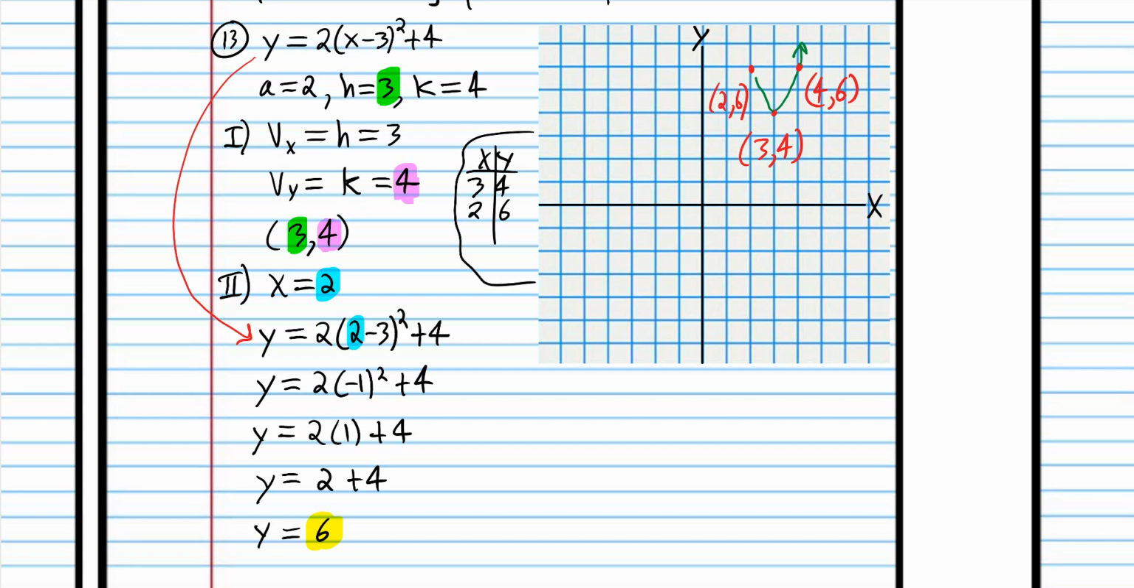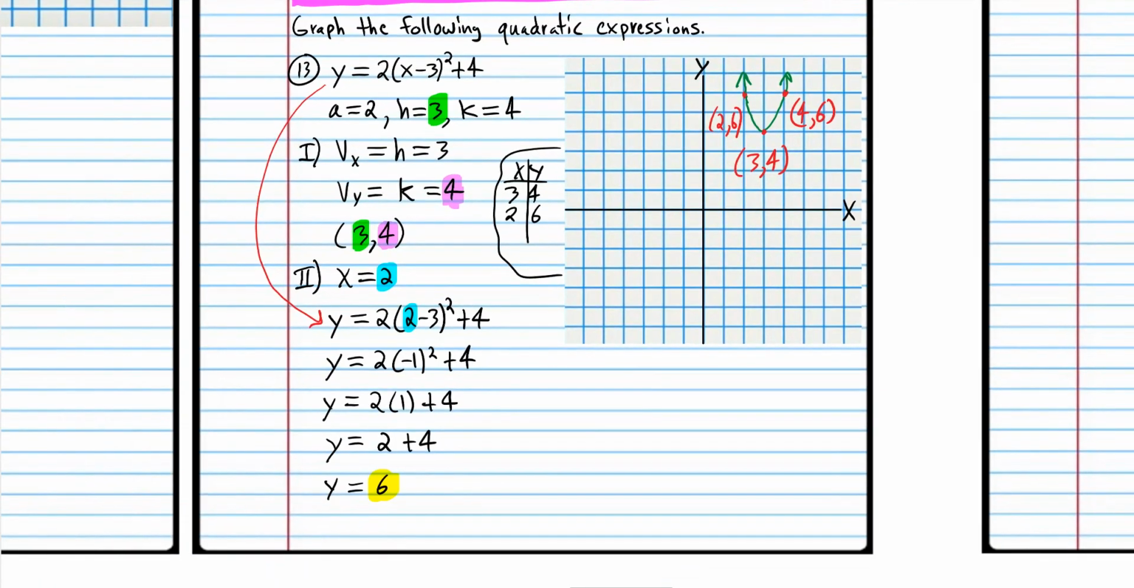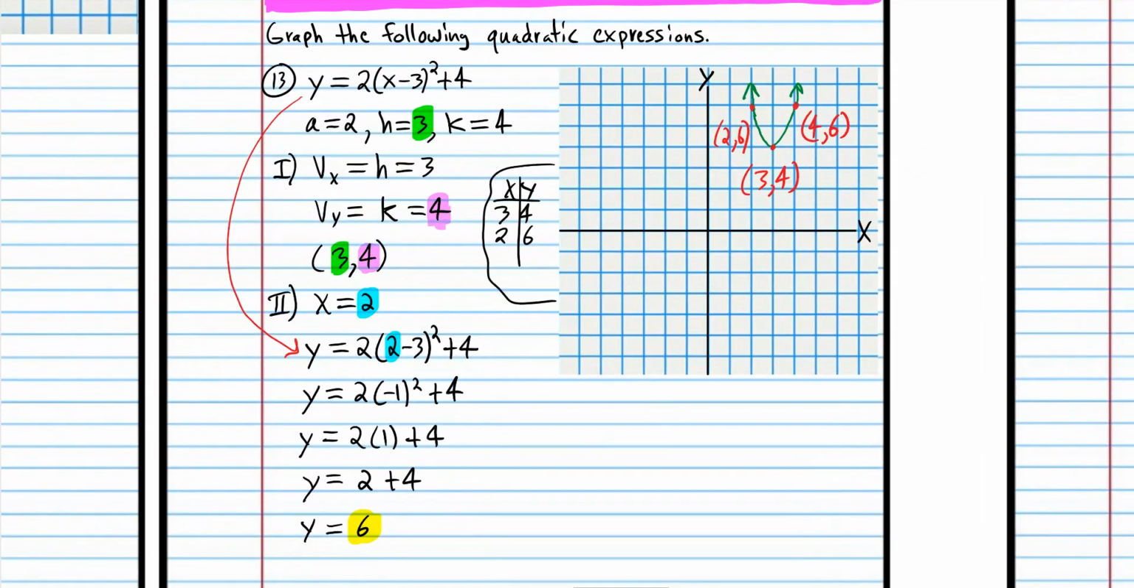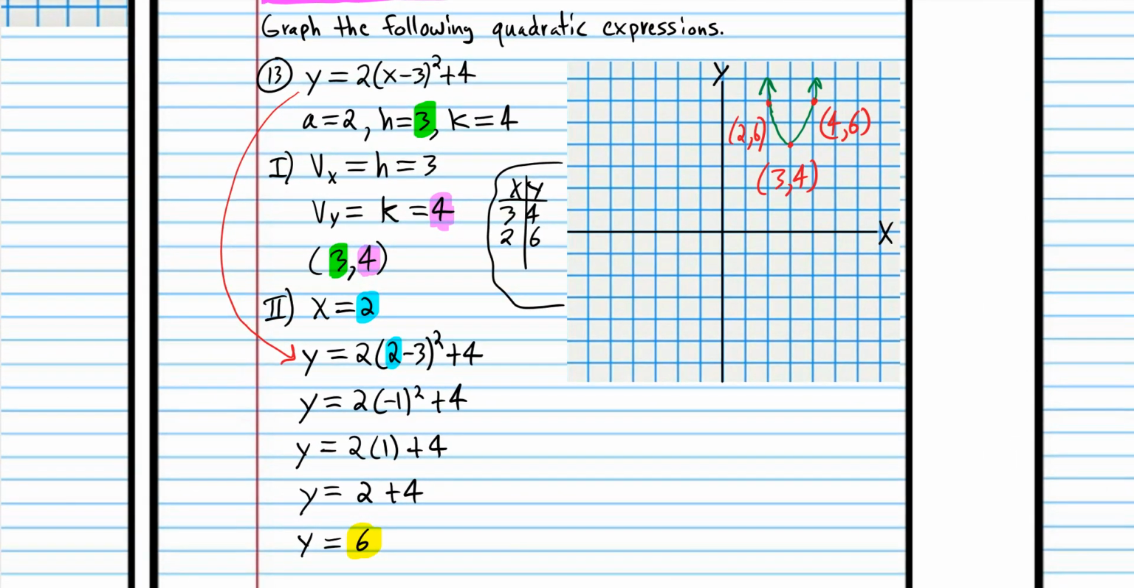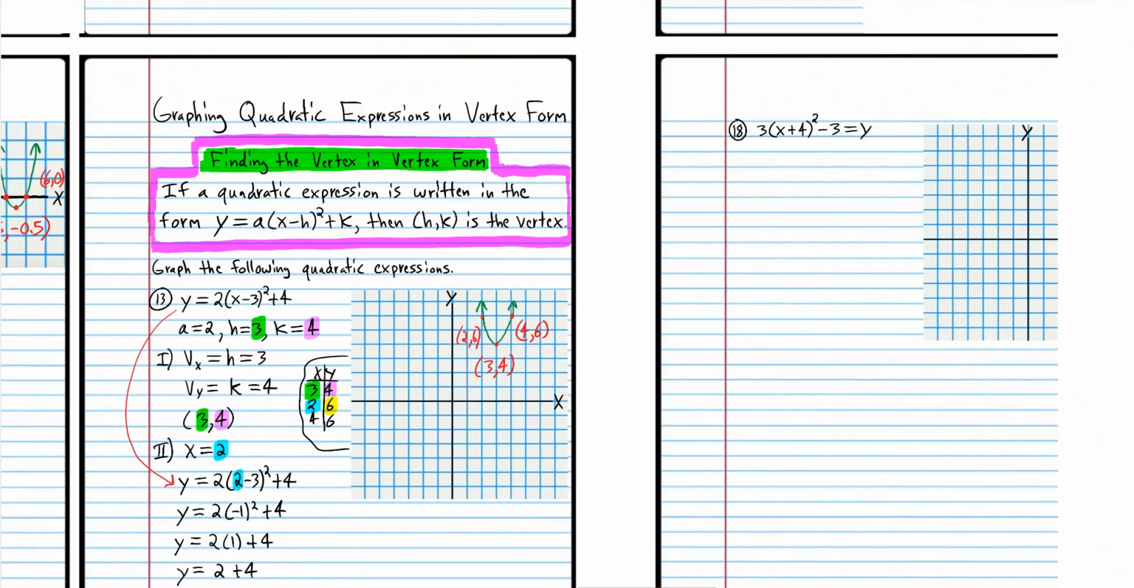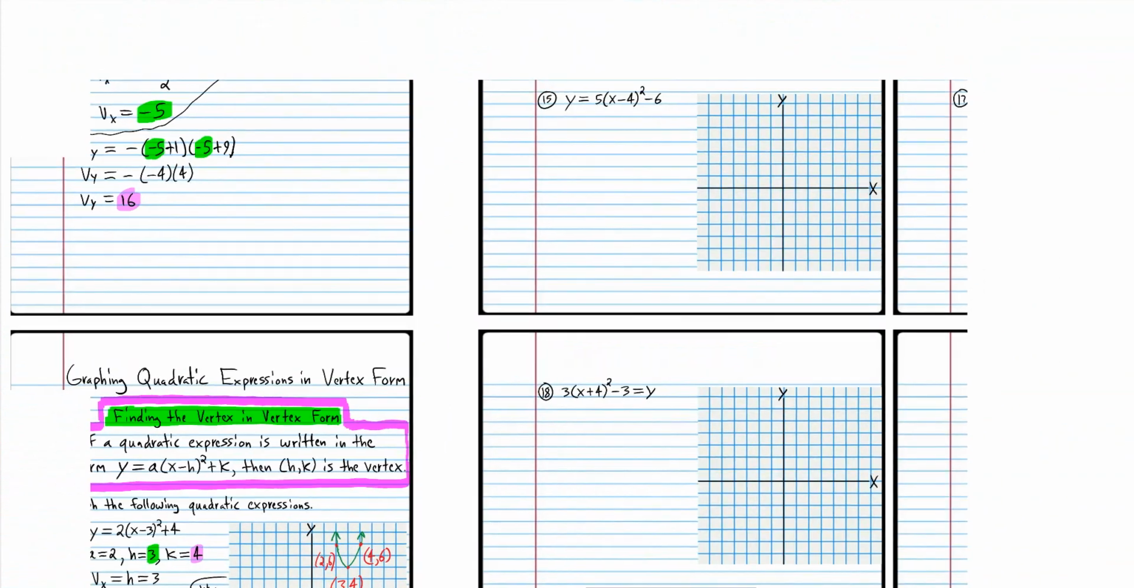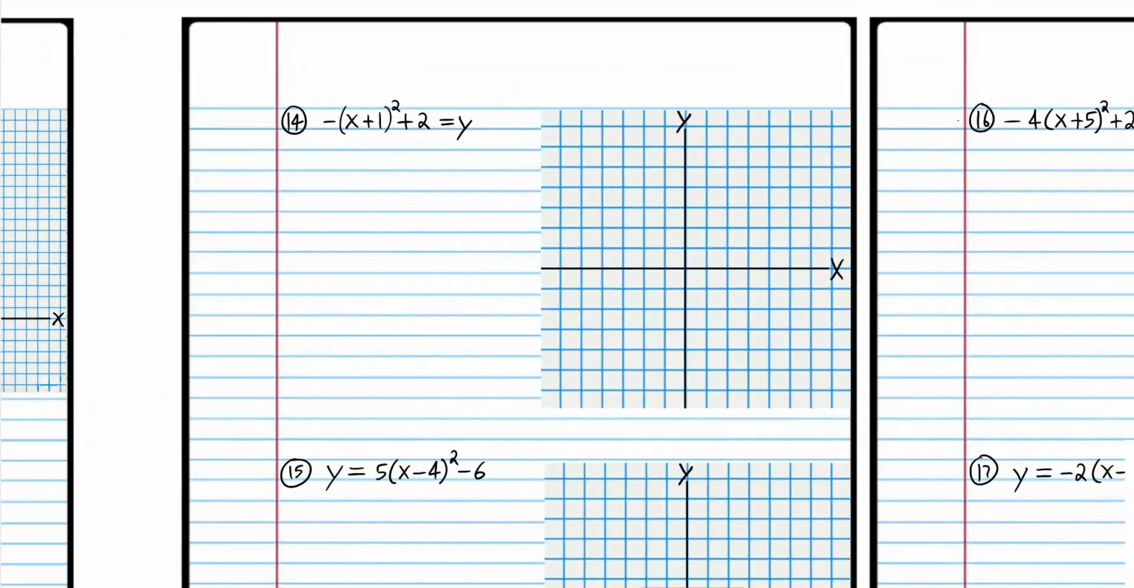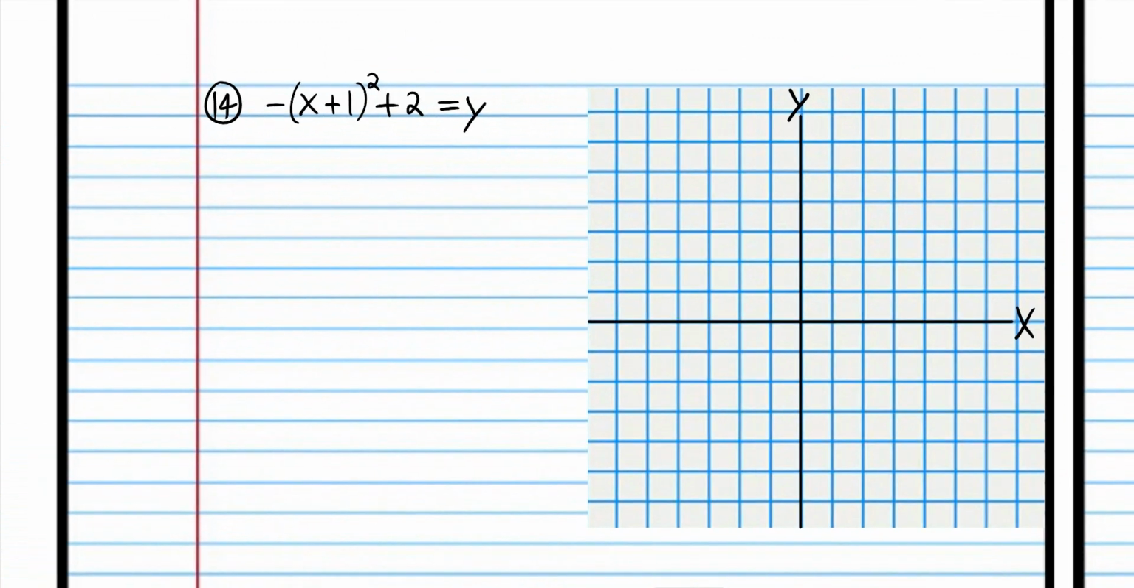As you can see, using vertex form is the best way to graph quadratic expressions. Let's put that other point in the table. We got (4, 6). Okay, so on to number 14. We're going to do a couple more of these problems before you try one on your own. Now notice the coefficient here is negative, so that means the parabola is going to be opening downward.